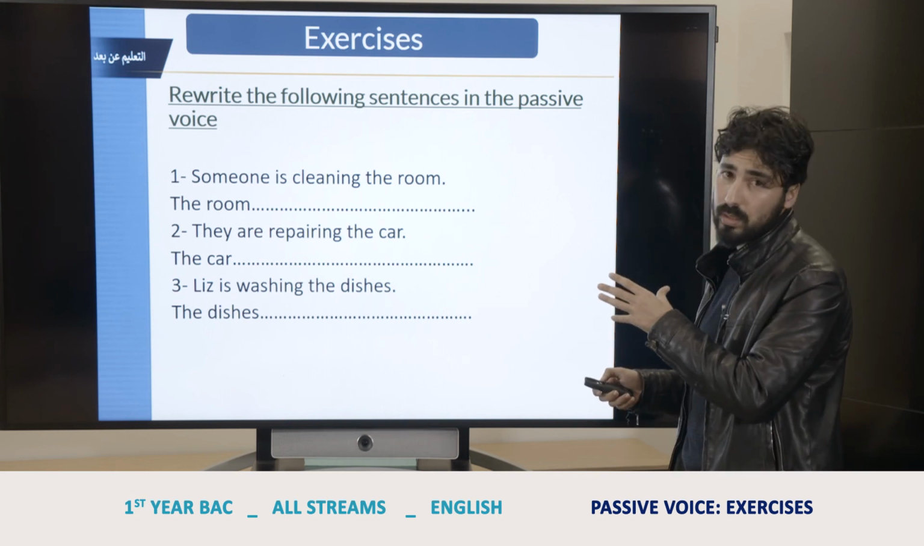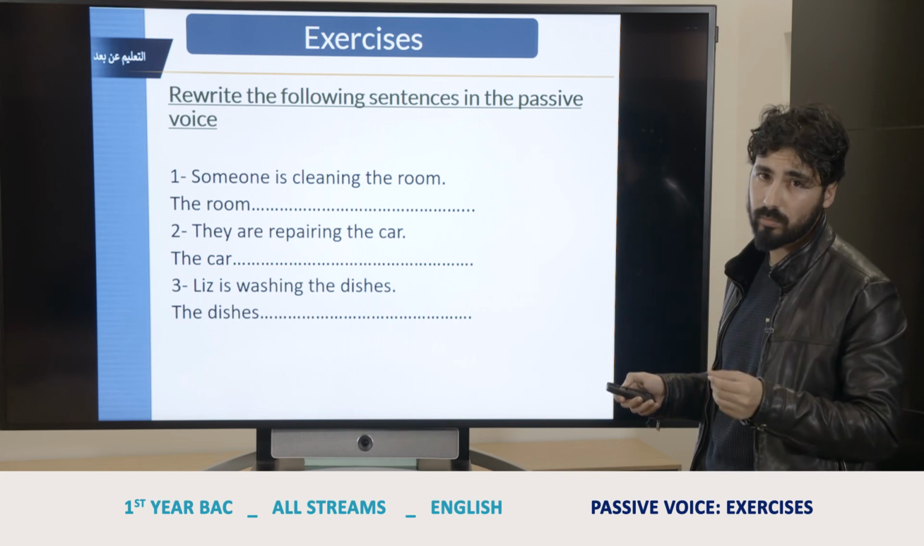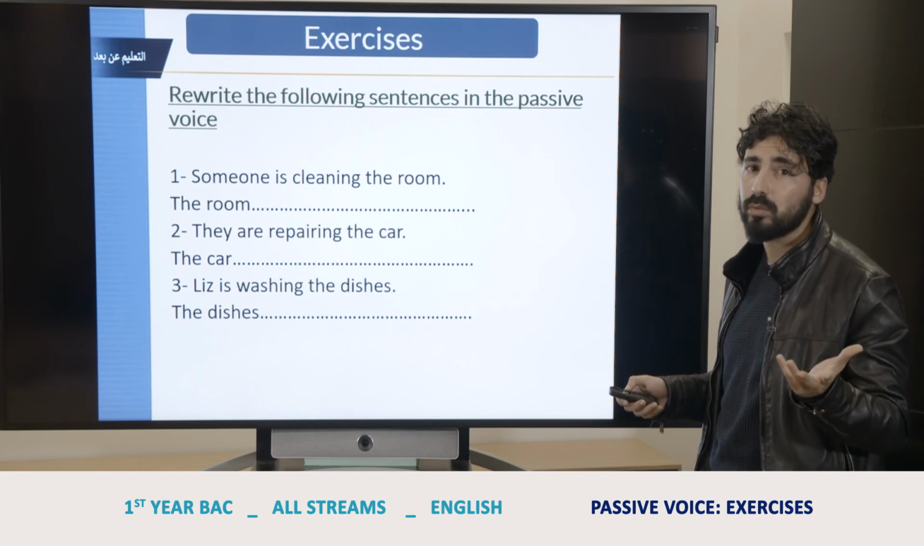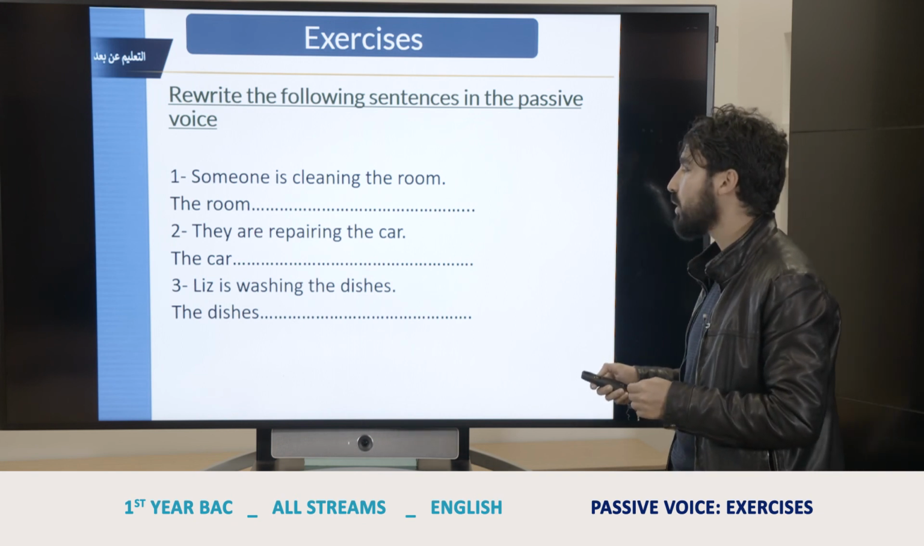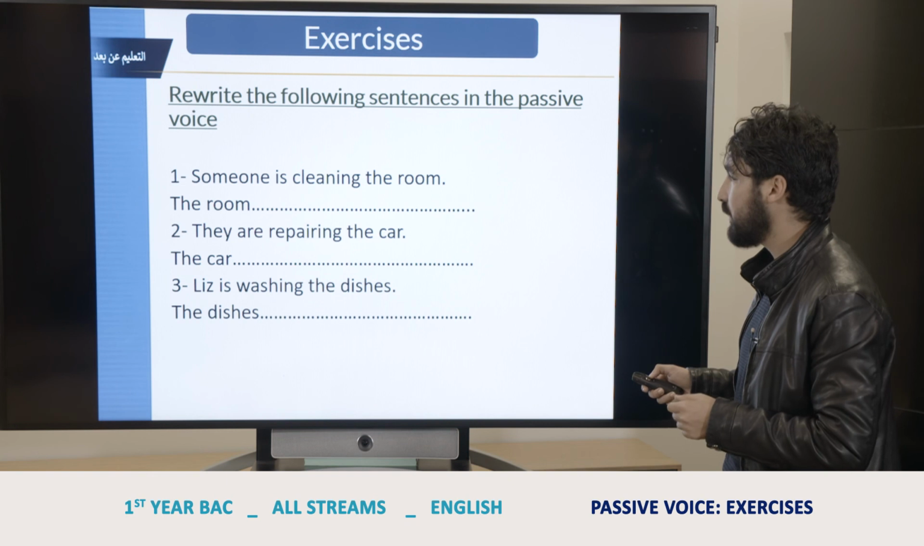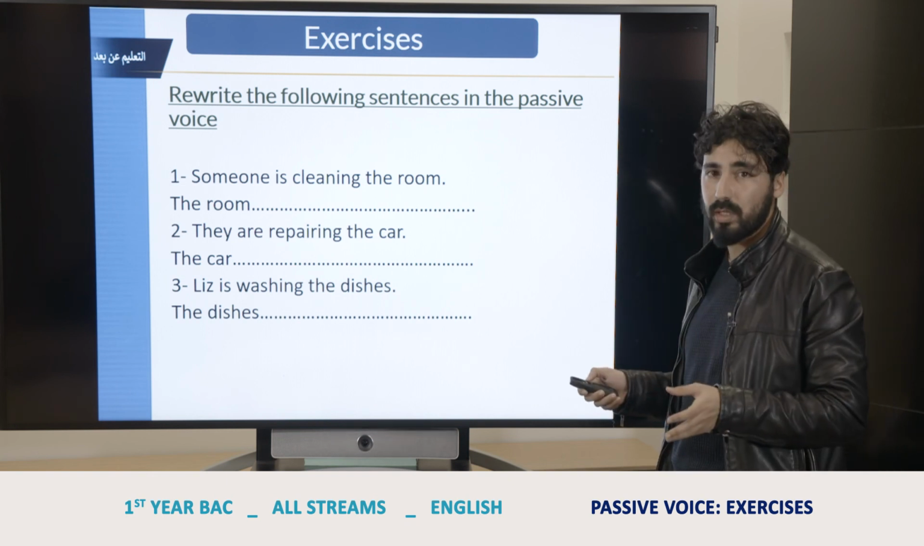Am I going to say by someone? No. Because it's someone. Who is it? I don't know. Someone. Number 2. They are repairing the car. The car is the object.